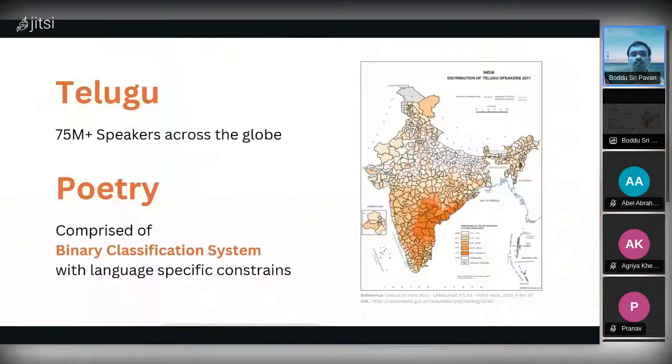Before jumping into the topic, for a quick introduction, Telugu is one of the major Indian languages, spoken by 75 million plus speakers across the globe. Telugu, like most Indian languages, possesses a typical literary art form, which is poetry. Similarly, the Telugu language also has poetry. It comprises a binary classification system with some language-specific constraints.